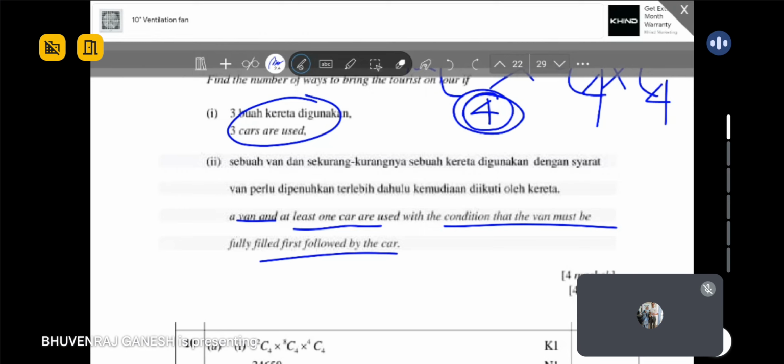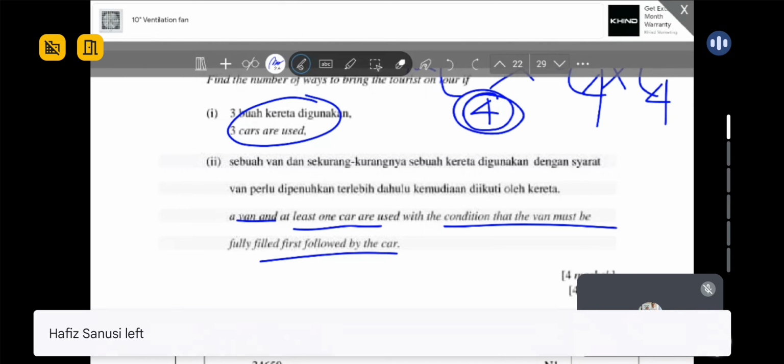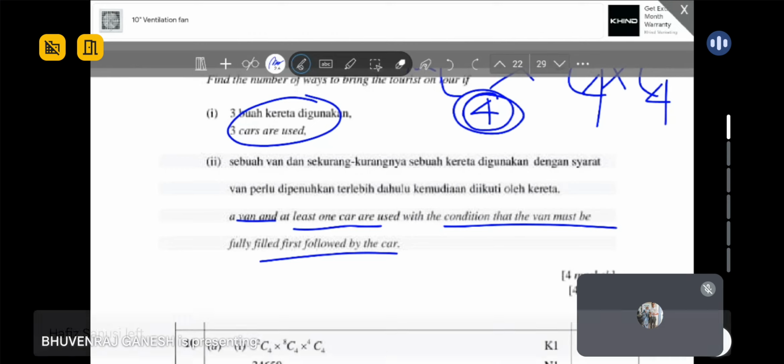Okay, try to imagine the situation to the best that you can. Then maybe you might at least get 1 mark. But better than 0, right? Lebih bagus dari kamu tak jawab soalan.